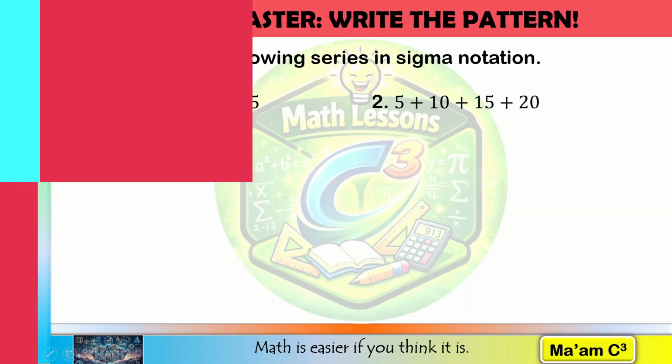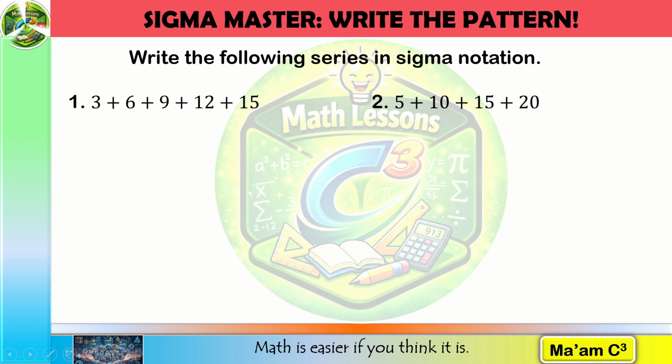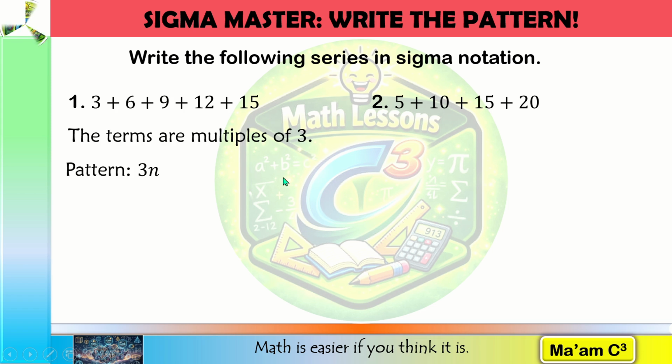Another activity, Sigma Master, write the pattern. Write the following series in sigma notation. Number 1, 3 plus 6 plus 9 plus 12 plus 15. These are multiples of 3. Therefore, our pattern would be 3n. And there are 1, 2, 3, 4, 5 terms. So the sigma notation for this would be the summation of 3n from n equals 1 up to 5.